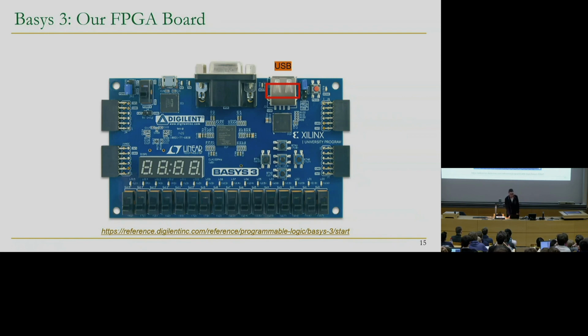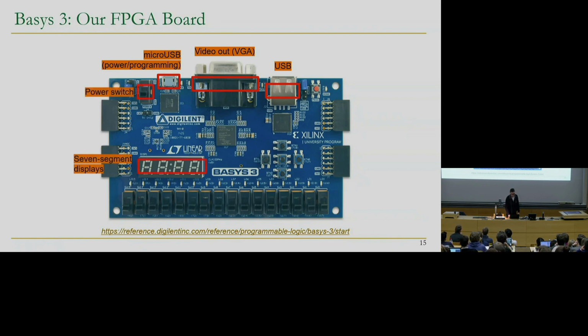So you can basically design hardware that will interface with pretty much any device that's compatible with this USB interface. You can get a VGA output from this device, so you can potentially present something on the screen. There's a micro USB port on this, which is used for programming the FPGA and for supplying power to the FPGA.